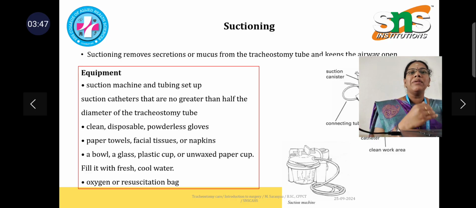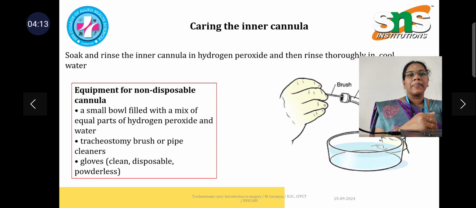Suctioning is an important task that a healthcare provider needs to do to remove secretions inside the lungs. The equipment needed is the suction machine, suction catheters and a bowl. Clean, disposable powderless gloves should be used before handling a patient. Use a proper towel and facial tissues or napkins, and a bowl, glass or plastic cup filled with fresh cool water to clear the catheter. Finally, after the suction is given, give proper oxygenation and resuscitation therapy if needed.